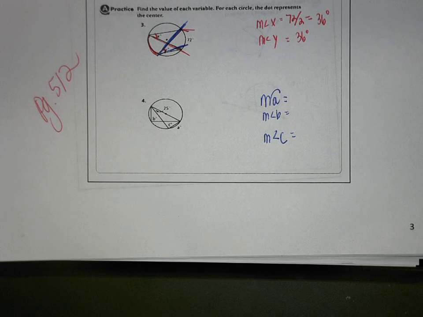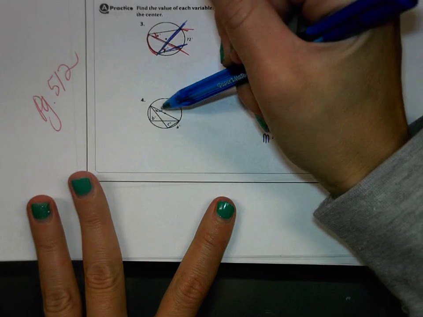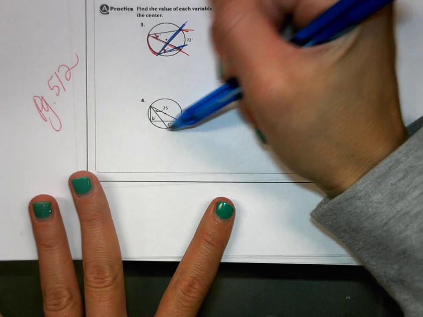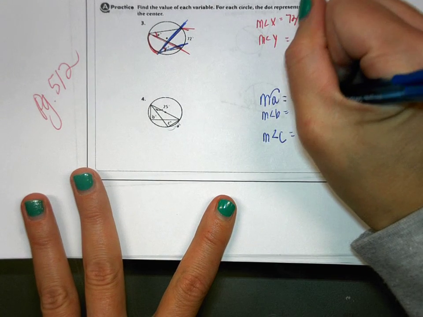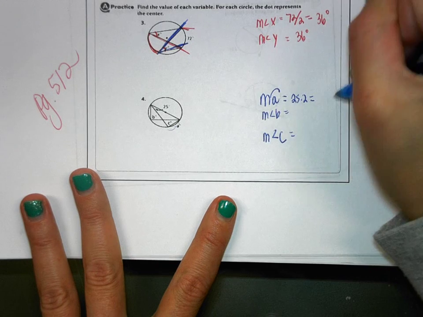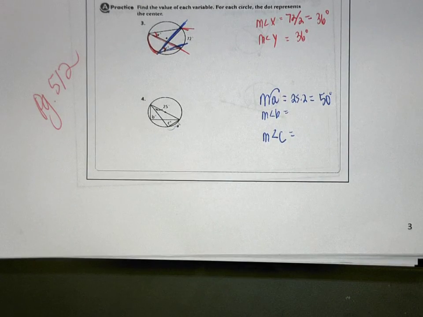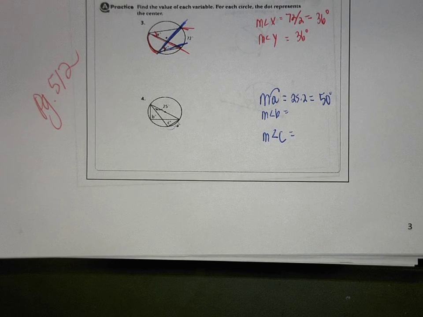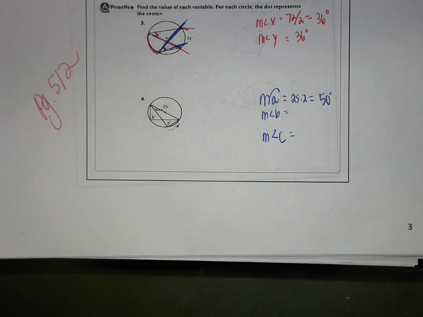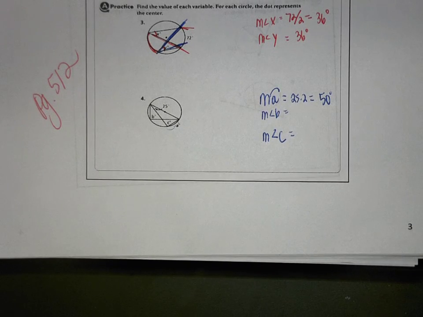Very good. So since we have the angle here, in order to get the arc, we have to double it. So 25 times 2 means that our arc is how much? 50 degrees. Good. Okay, so now how can I find either B or C? Which one do we want to look at? Okay, C, and what do you think C is? 90. How?